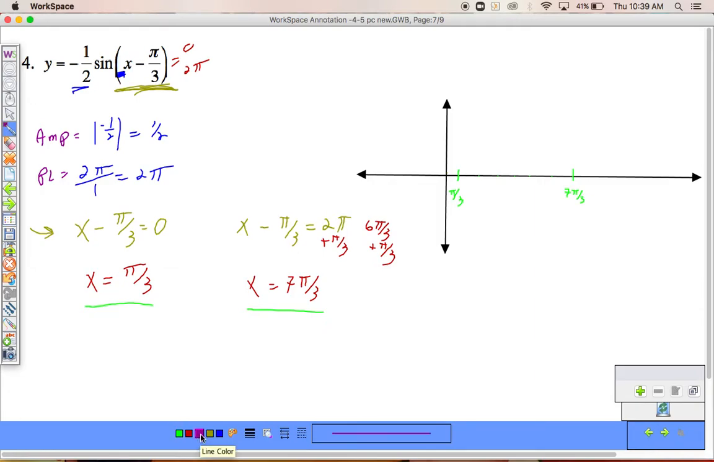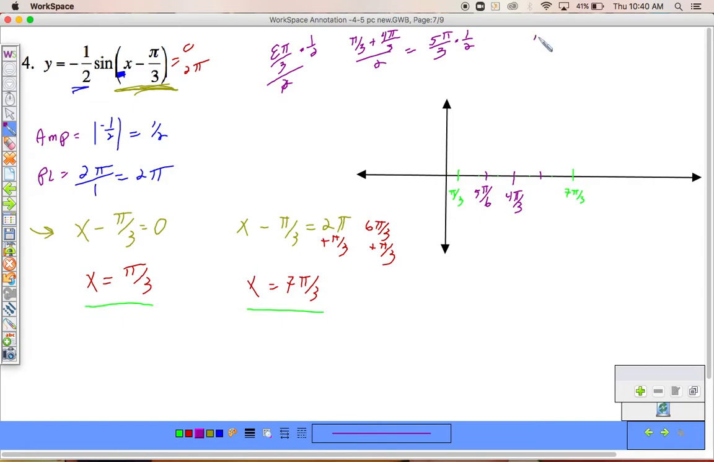Now, I'm going to do what I've done on all of them. I'm going to find the middle and the quarter, and I'm going to figure out what those are. So when I add pi over 3 and 7 pi over 3, I get 8 pi over 3 divided by 2, which is multiplying by a half. My middle is 4 pi over 3. I'm going to add pi over 3 plus 4 pi over 3 divided by 2, which is 5 pi over 3 times a half, which is 5 pi over 6.